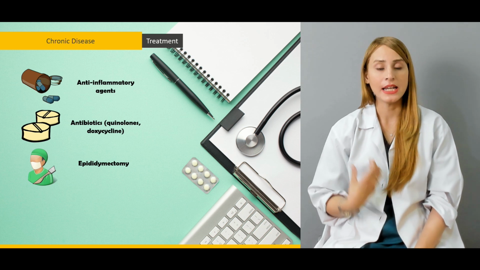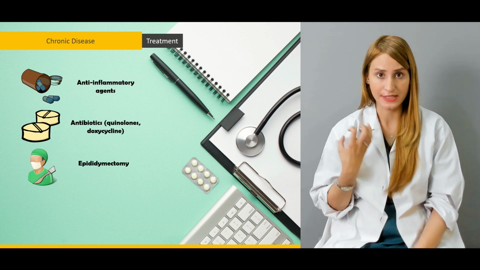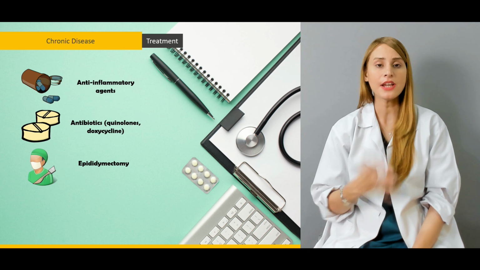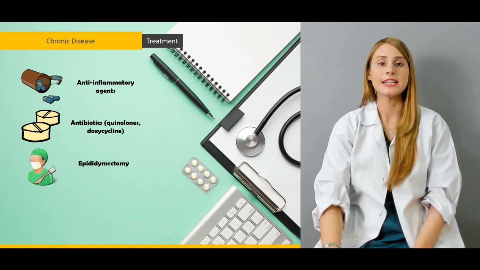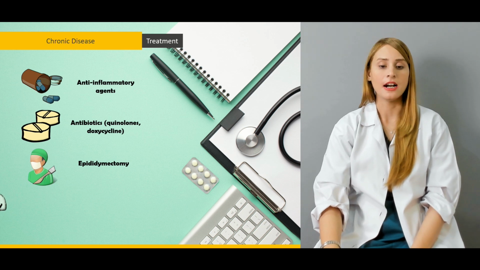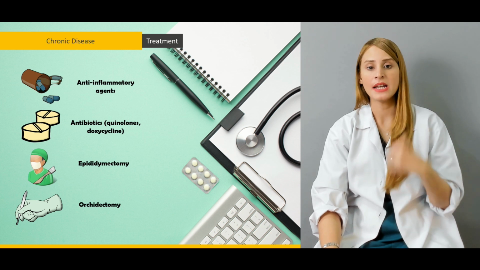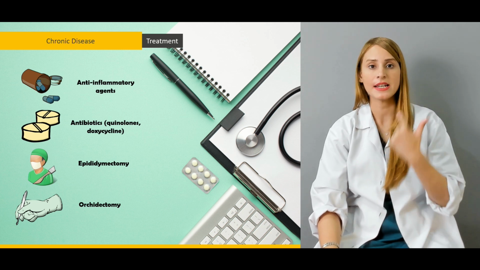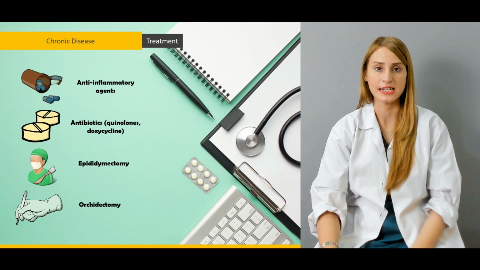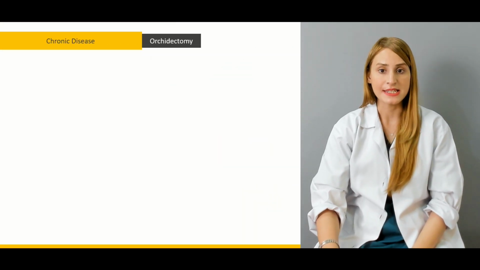And if the process of fibrosis is extensive, then you have to go for surgical options like the epididymectomy or the orchidectomy, and you have to counsel the patient about infertility. So always keep in mind anti-inflammatory agents, antibiotics, epididymectomy or orchidectomy in case of the chronic diseases.